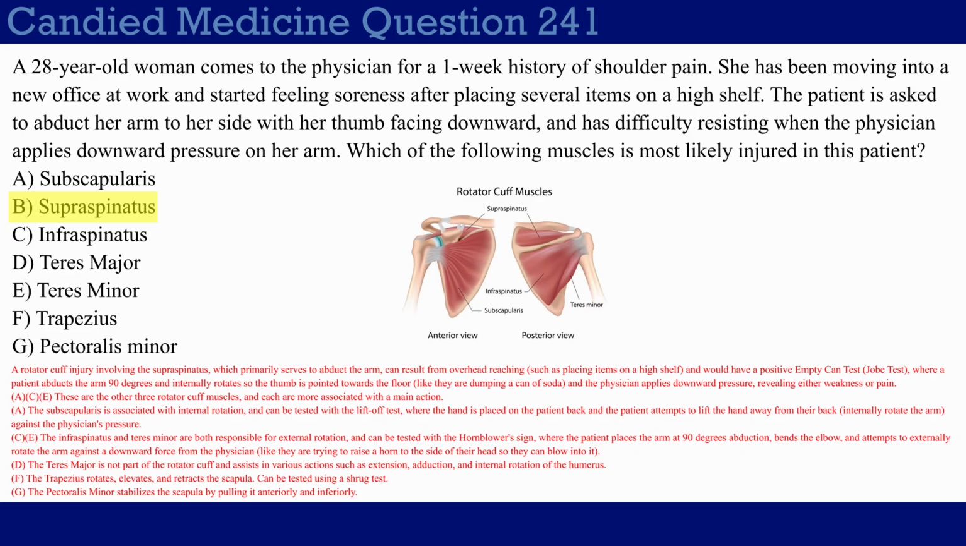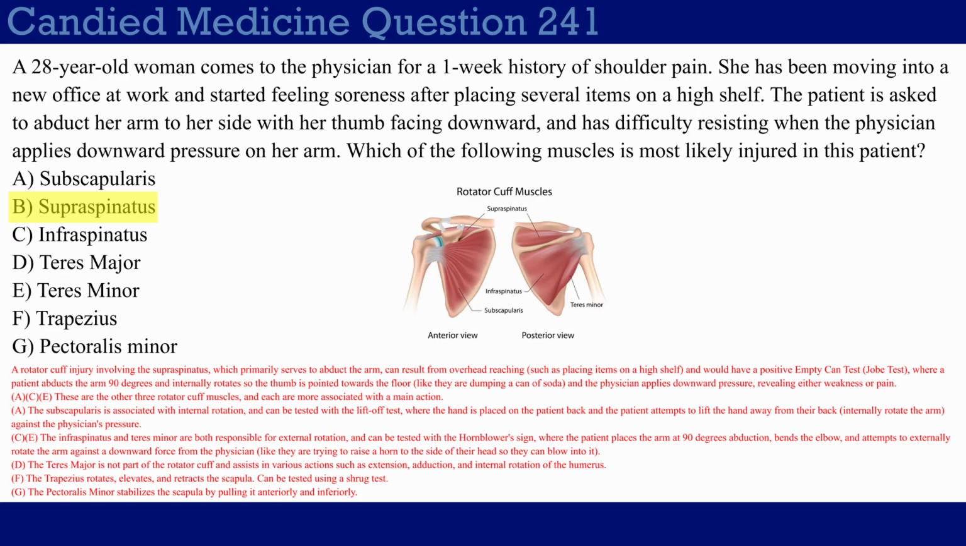So you test this by doing the hornblower sign, which is where you abduct the arm 90 degrees, and then you bend the elbow, which is just something to make it more visible. Then you put downward pressure on the arm while asking them to externally rotate that arm. So it's almost like the patient is trying to rotate the arm externally upward so that they can hold an imaginary horn to the side of their face so that they can blow into it. That's why it's called the hornblower sign.